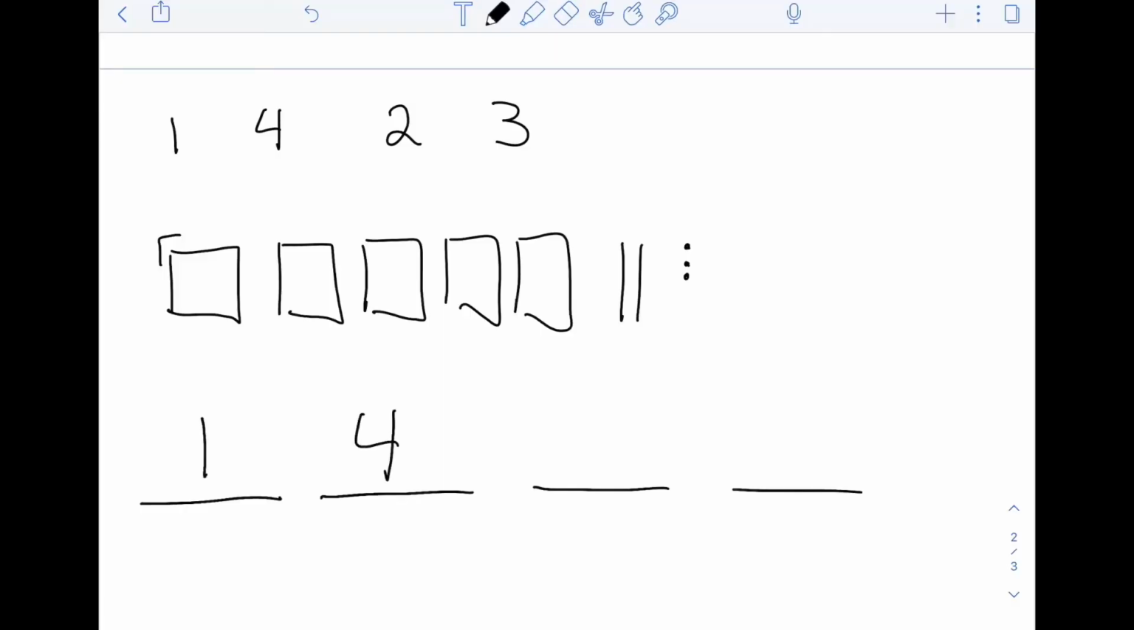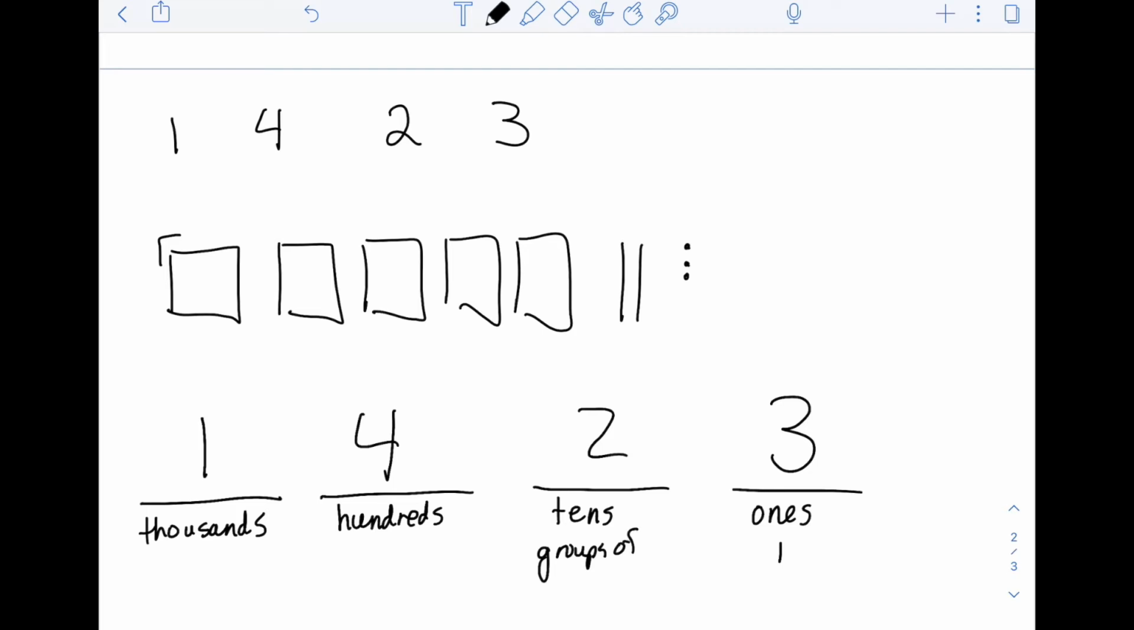So looking at the numerals in each of the places, I'm going to omit the decimal. We usually do that with whole numbers, but it's still a decimal number. We have our ones, our tens, our hundreds, and our thousands. Ones, these are groups of 10. These are groups of 100. And these are groups of 1,000.